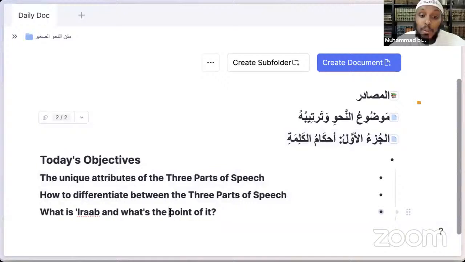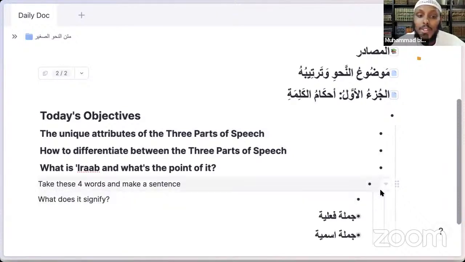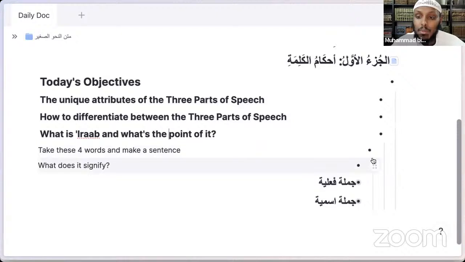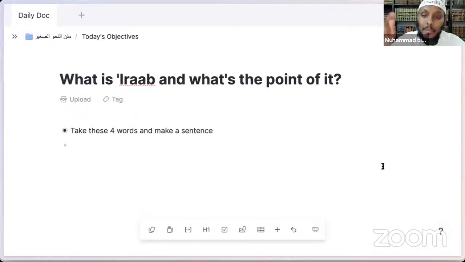But that brings me to the final objective, which I want you guys not just to hear, I want you to experience, which is, what is i'rab and what's the point of it? Because Nahw is all about i'rab. So what is i'rab? I'rab, barakallahu fikum, is the changing of the fatha, kasra, and damma at the end of a word. So the fact that sometimes you see kitabun, sometimes you see kitaban, sometimes you see kitabin.